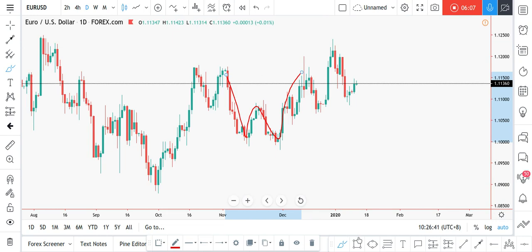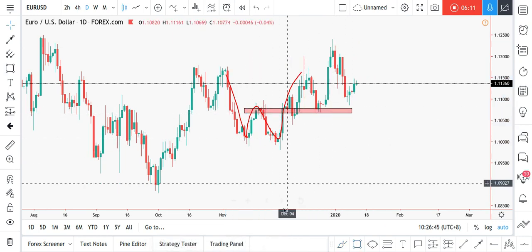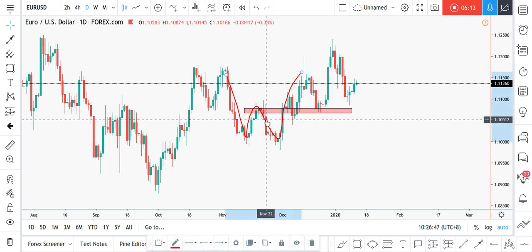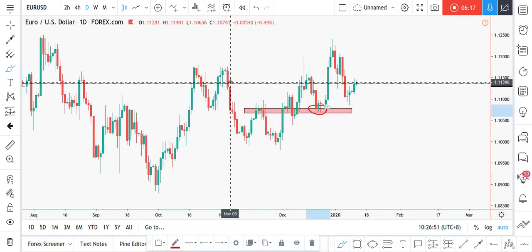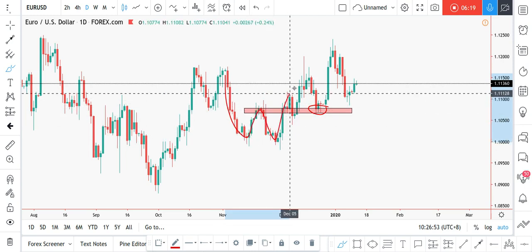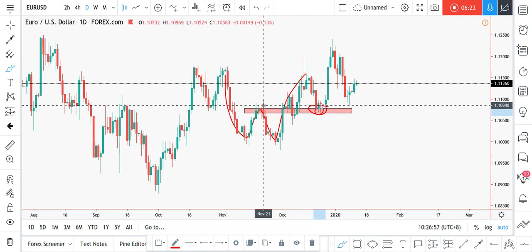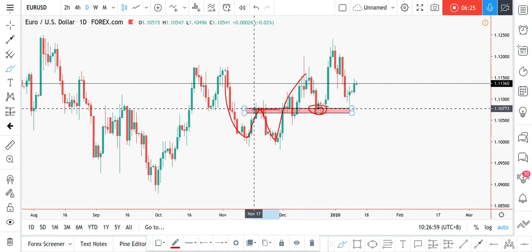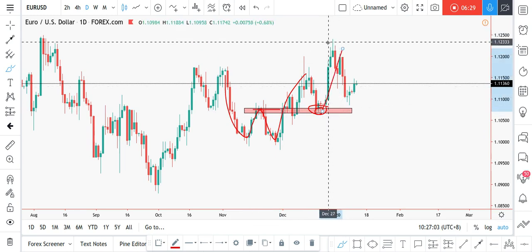But what I can tell you guys is, if you have a look at the neckline of this W formation, you can see that the market has basically come and retested this area of the neckline. So this is the W formation. You can see the market came down for a retest of the previous neckline or previous resistance, now turned support, and that's why we have this push to the upside.